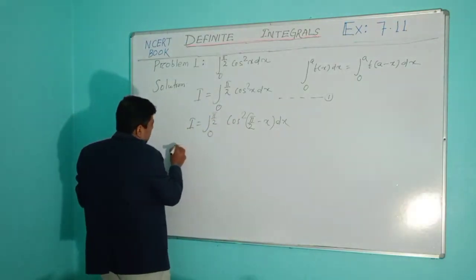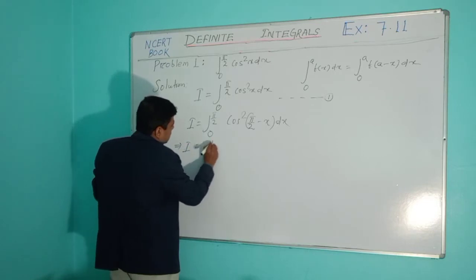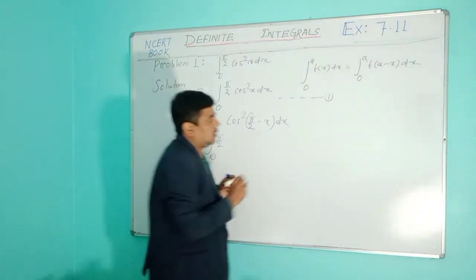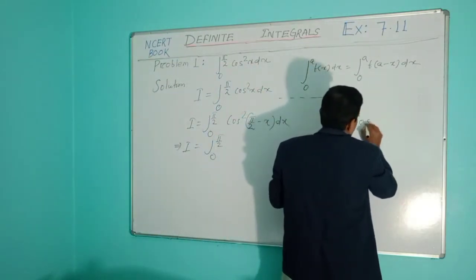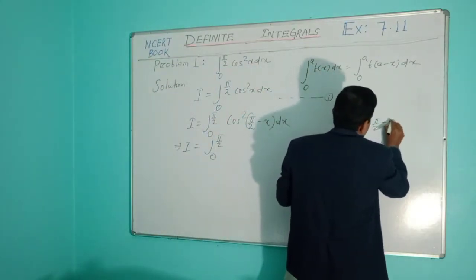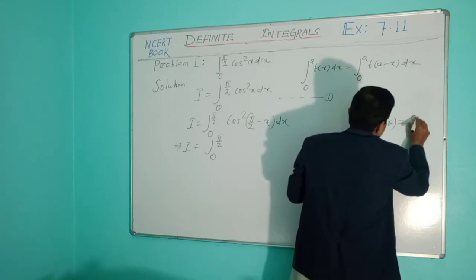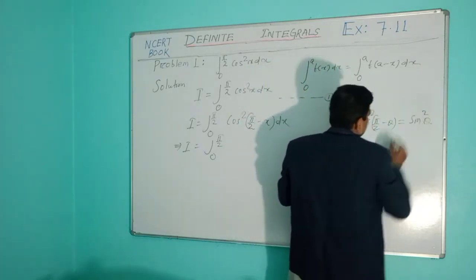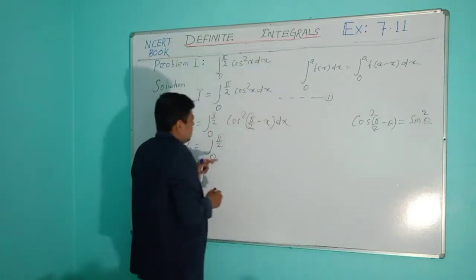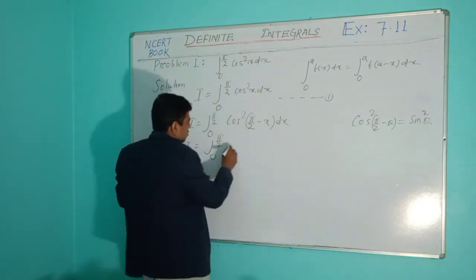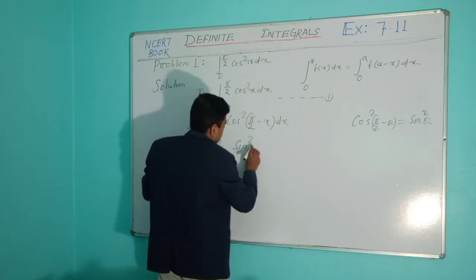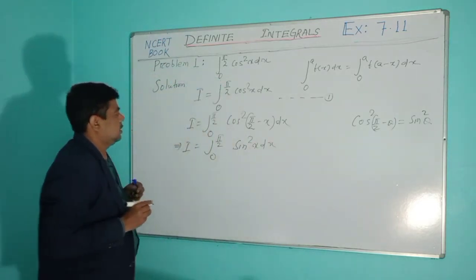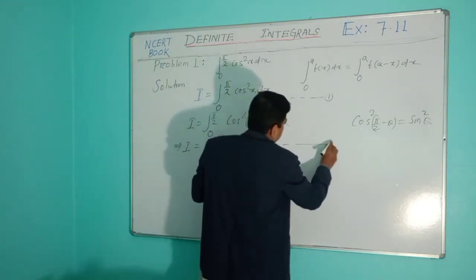That implies I is equal to the integration of 0 to pi by 2 of cos of (pi by 2 minus theta). All of you know cos of (pi by 2 minus theta) is equal to sin theta. Similarly, cos square of (pi by 2 minus theta) is equal to sin square theta. In the same manner, cos square of (pi by 2 minus x) is equal to sin square x dx. Is it clear? And this is equation number 2.